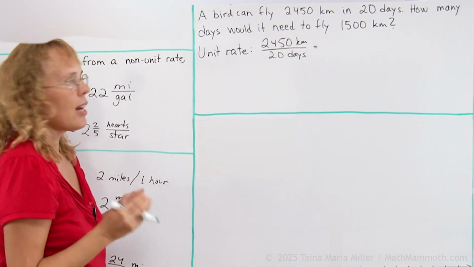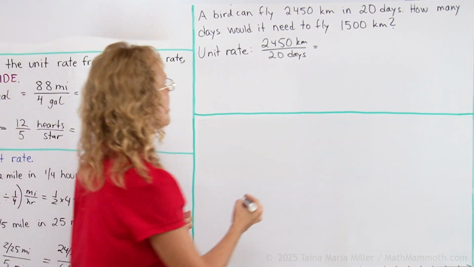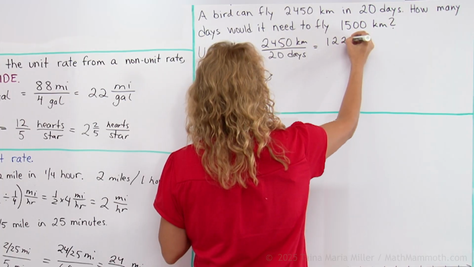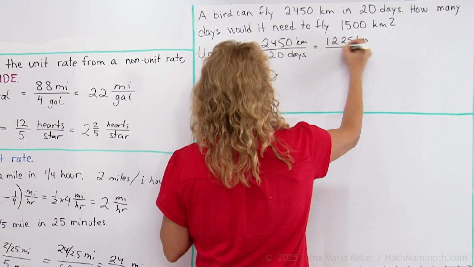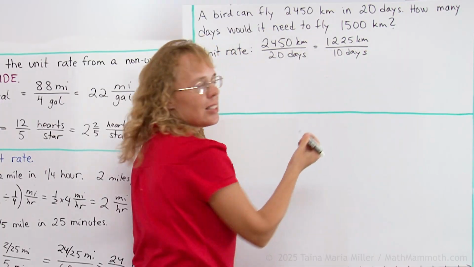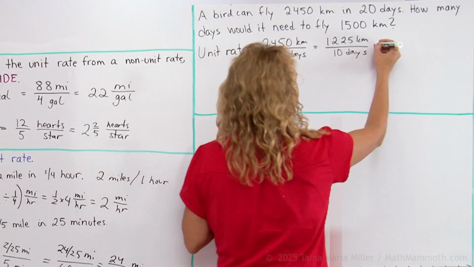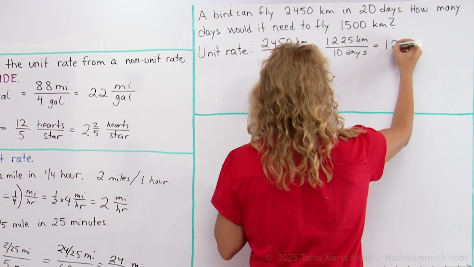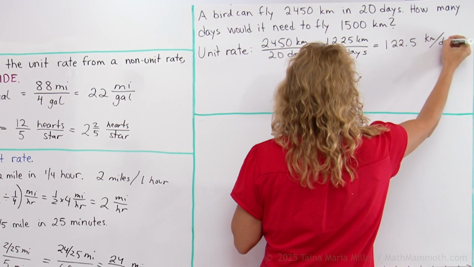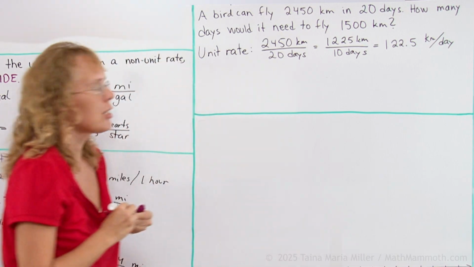I'm going to take half of that first to get 10 days, and that would be 1,225 kilometers per 10 days, and then it's easy to divide by 10. It's going to be 122.5 kilometers per day. That's the unit rate.